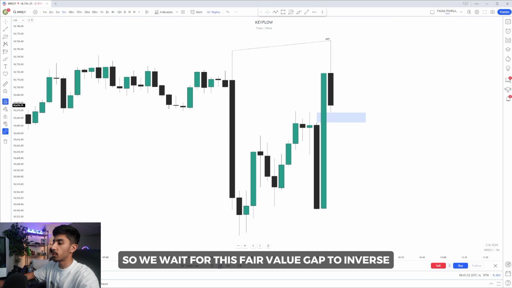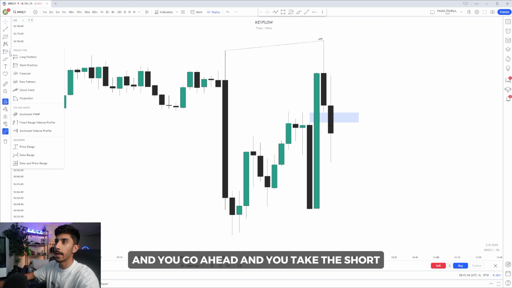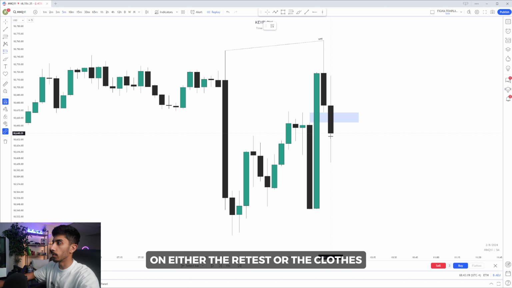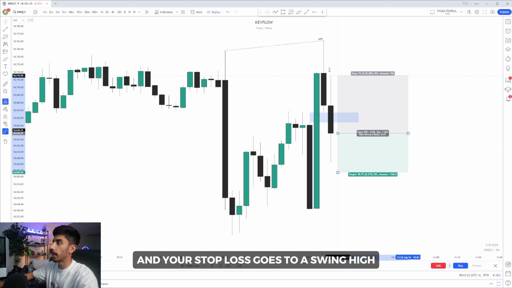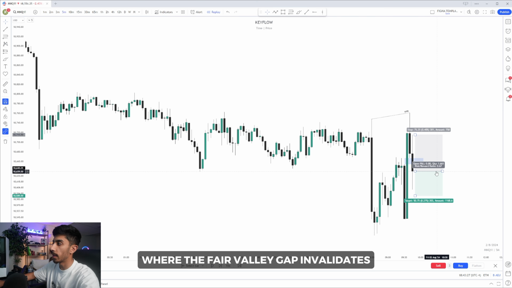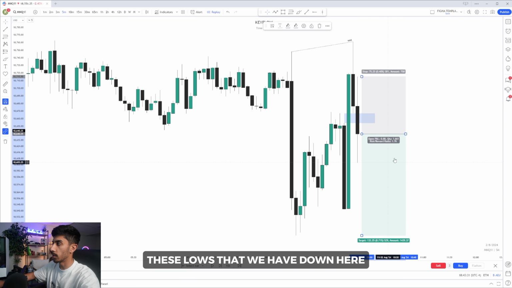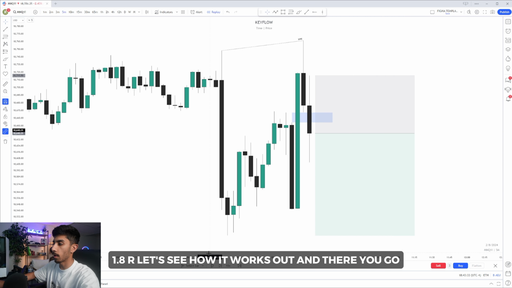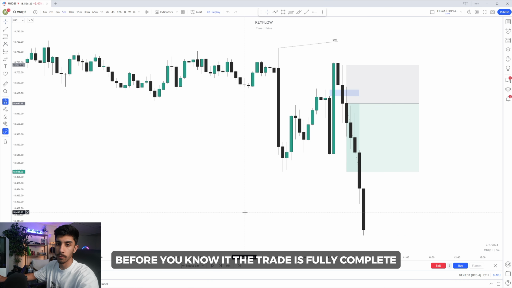So we wait for this fair value gap to inverse, which takes place right there. And you go ahead and you take the short on either the retest or the close. Let's just say we enter on the close, and your stop loss goes to a swing high. That candle's high right there where the fair value gap invalidates. And we are going to just go ahead and target these lows that we have down here, 1.8R. Let's see how it works out. And there you go. Before you know it, the trade is fully complete.